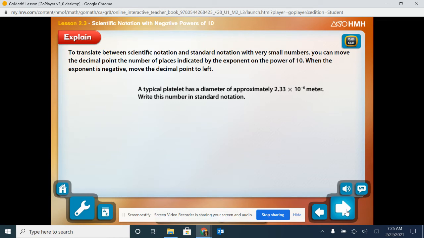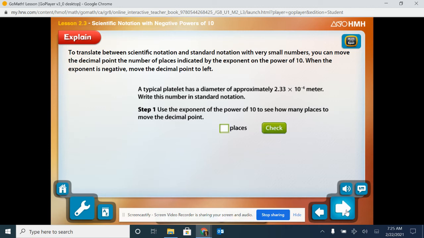Write this number in standard notation. First, write the number of places to move the decimal point. Okay, so they're giving you guys so many rules. I don't memorize rules because my brain wouldn't work.